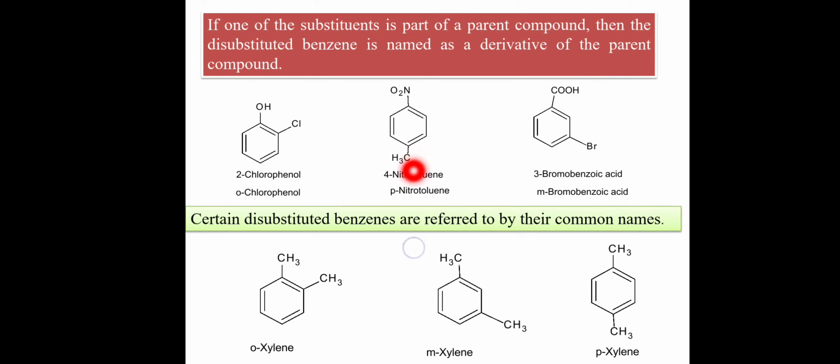And these two substituents are at the 1-4 position. That means they are para to each other. Hence, the name of the compound is para-nitrotoluene.